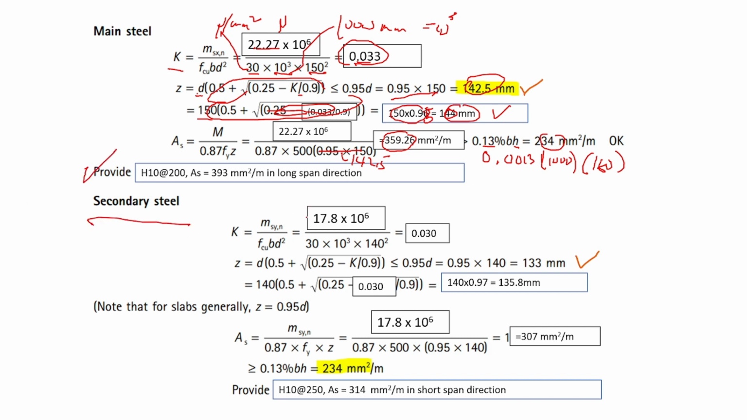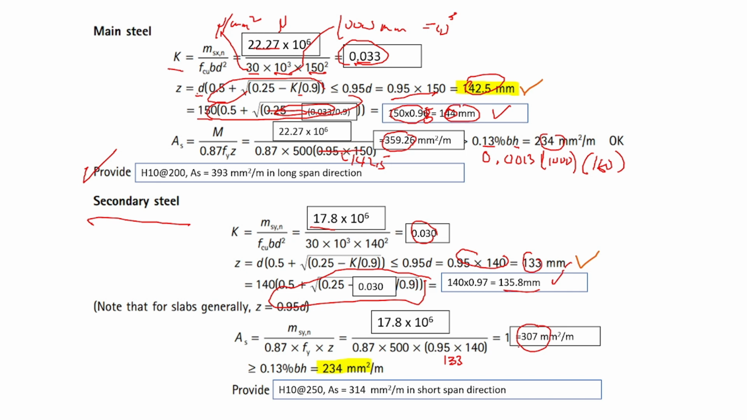Secondary, you use the smaller value, the smaller moment. So the same procedure, and then you compare again. 0.95 of 140 is 133. This one is equal to 135.8. So between the two, you're going to use the smaller one, that's 0.95 of 140 or 133. You can have this requirement of your area of reinforcement for your secondary bar.